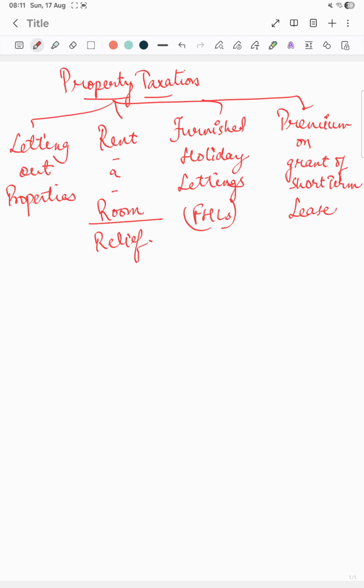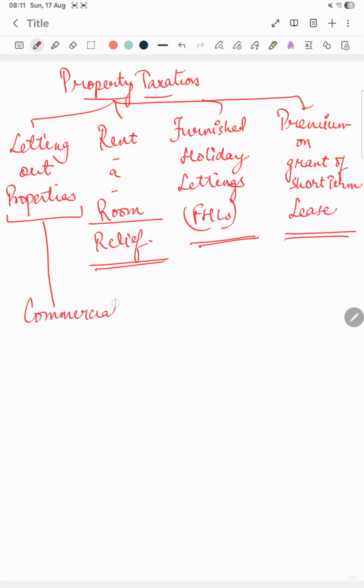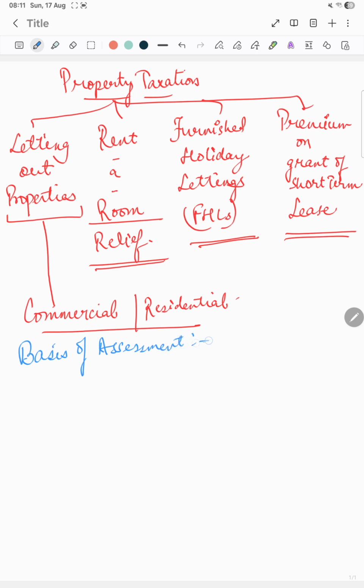Now, first of all, there are four sources from where we can earn property income. One is letting out of properties, then second is rent a room relief, then furnished holiday lettings, and premium on grant of short term lease. Now, when you rent a normal property, it could be a commercial property or it could be a residential property. So, what is the basis of assessment of this taxation? Means when this income will be taxed.